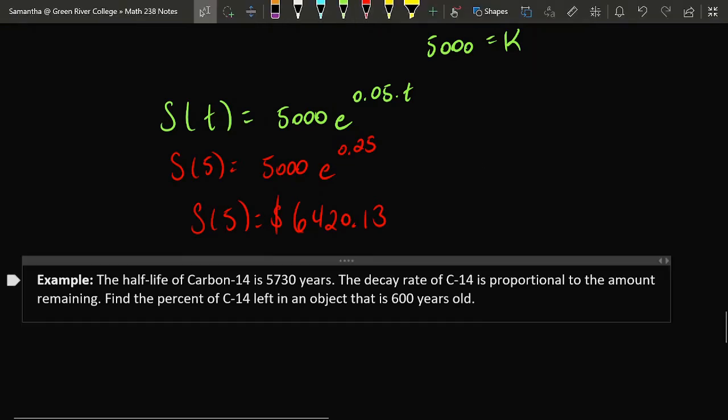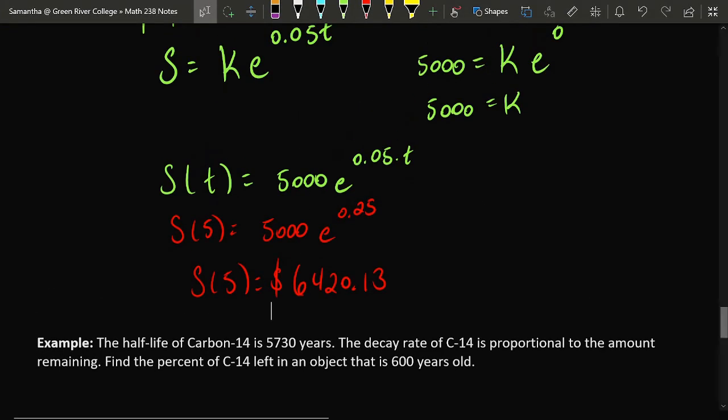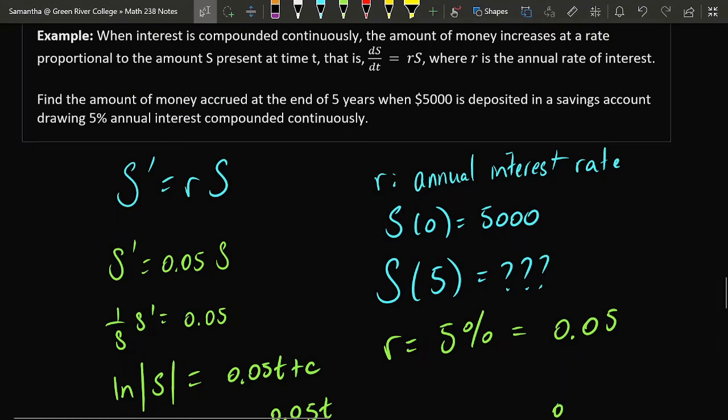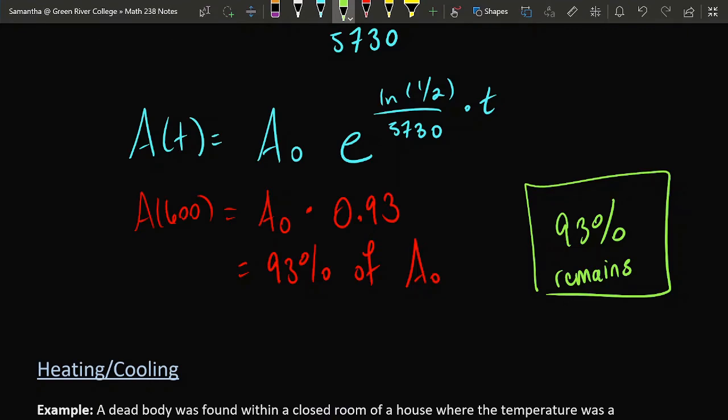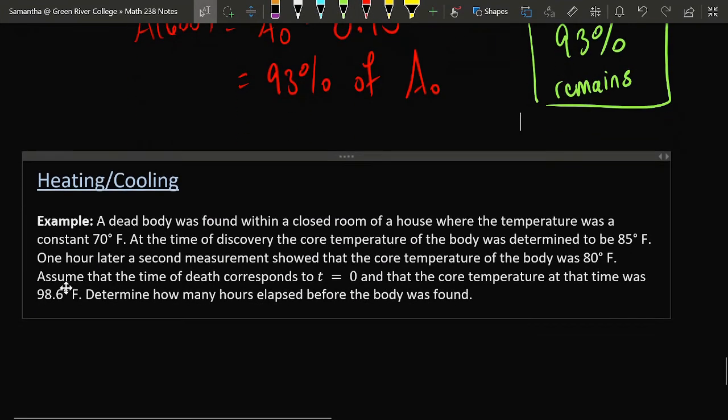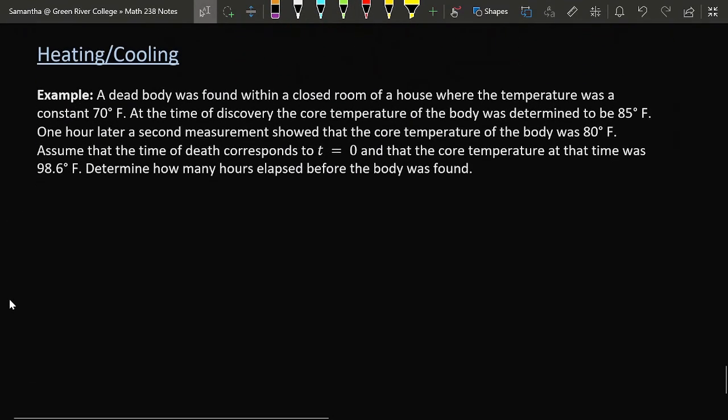Now, realistically, you're not going to find a quote-unquote savings account with an interest rate that is this high. 5% interest on a savings account is a fantasy. But this interest is actually pretty reasonable for something like a mutual fund, an index fund if you're investing in the stock market. Final example of differential equations as applied to problems involving exponential growth and decay.